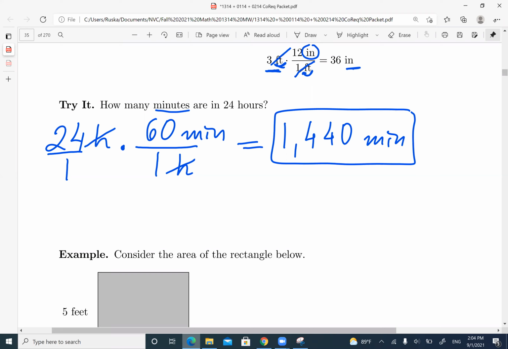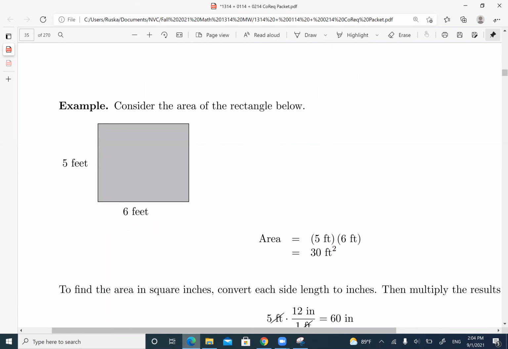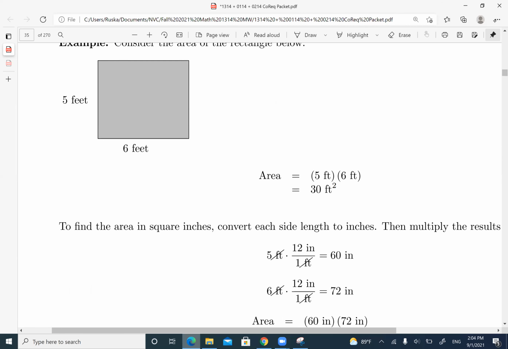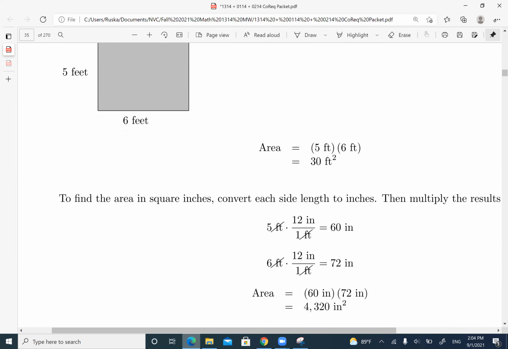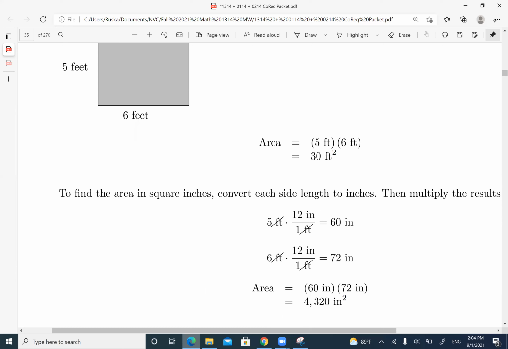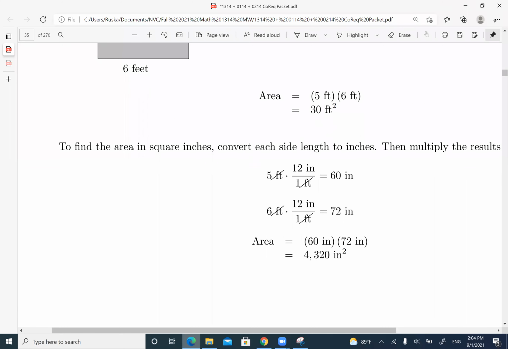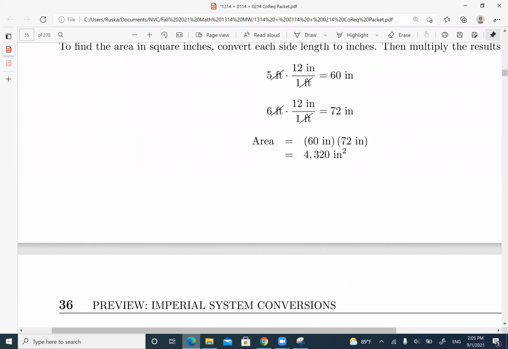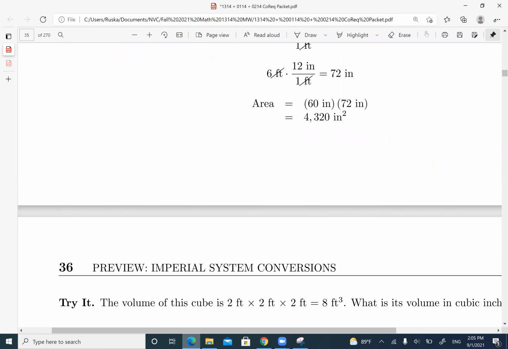Okay, the next one we have is this area here. 5 feet and 6 feet. That's the area. If you want to calculate the area, it's going to be 30 square feet, right? Now 30 square feet, you're going to change it to inches. So you change the 5 feet to inches, you change the 6 feet to inches, and then you multiply them and you get the square inches. Everybody understanding that? Yes?